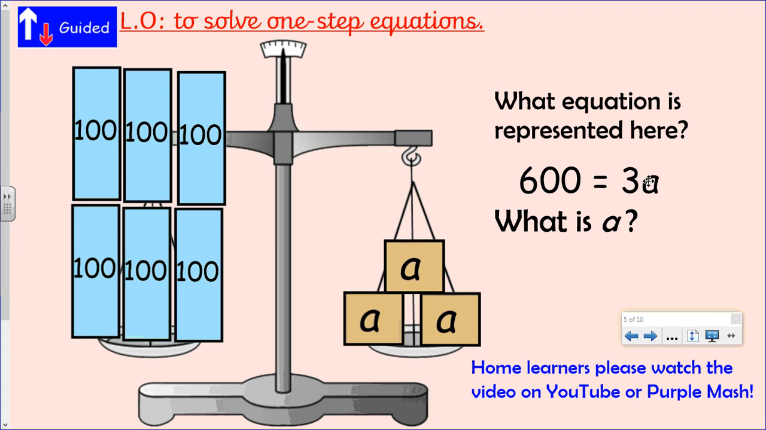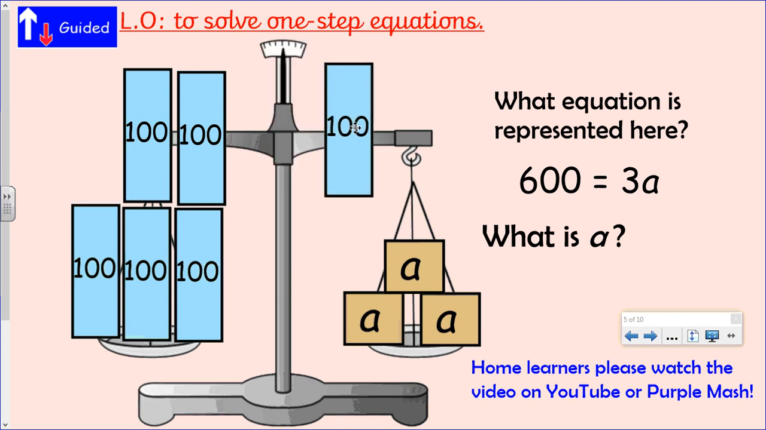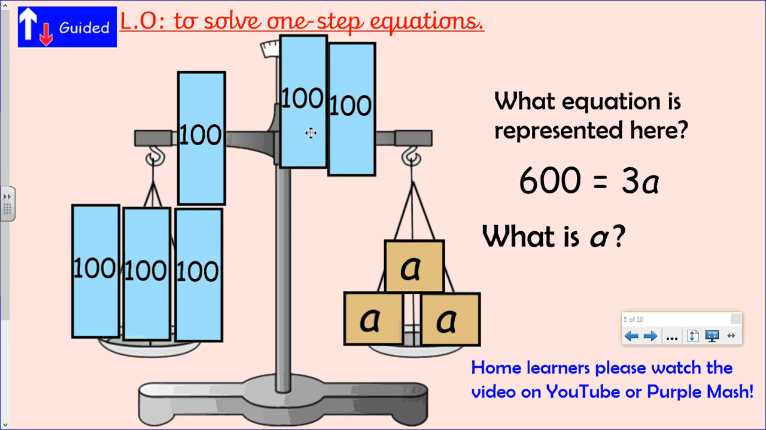Okay, now we can do this next bit. So it says, what is A? So we can work out our balance again. I've got 600 over here, and I need to divide it into 3 equal parts. So essentially I'm doing 600 divided by 3. Now I know that 6 divided by 3 is 2, so surely 600 divided by 3 is 200. I'll just show you over here that that does work.